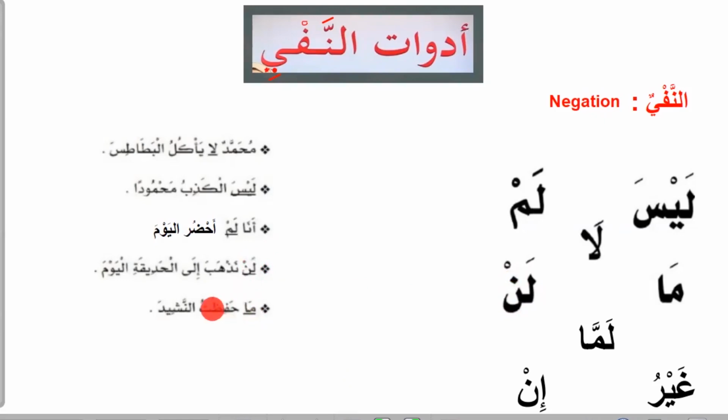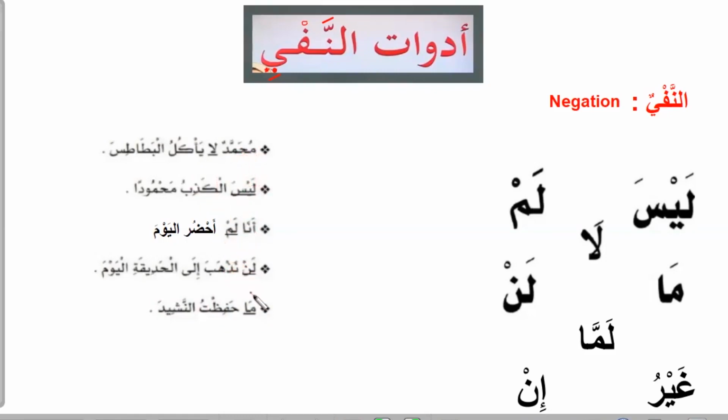So here, ma hafiztun nashida. Hafiztun nashida means I memorize the nashid. Hafizah, to memorize. Hafiztu, I memorize. And nashida, the nashid. So if you bring ma, I didn't, it will mean ma hafiztun nashida, I didn't memorize the nashid. I hope that is clear. So this is just a few examples that we have seen, right?